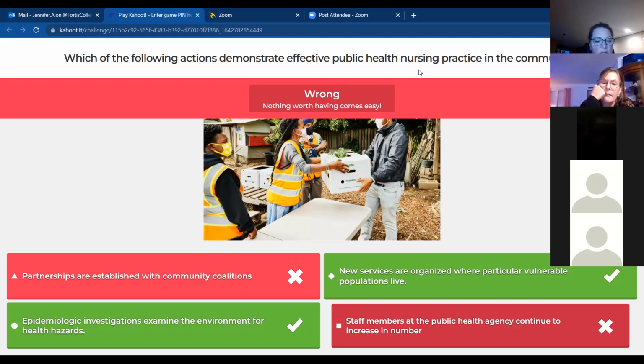We're trying to decrease, remember, our chronic illnesses and keep people healthy. So partnerships with community coalitions is not going to keep our clients healthy, is it? Not necessarily, but our epidemiological investigations are. We're going to look at our environment. That's going to help keep them healthy, and new services for vulnerable populations, because we know they are vulnerable. They're more likely to get sick.